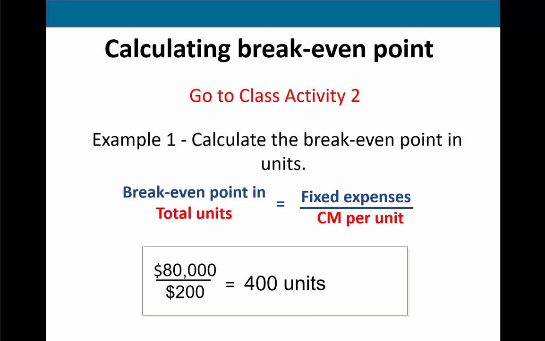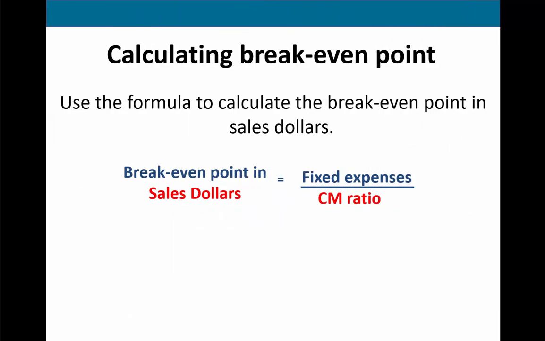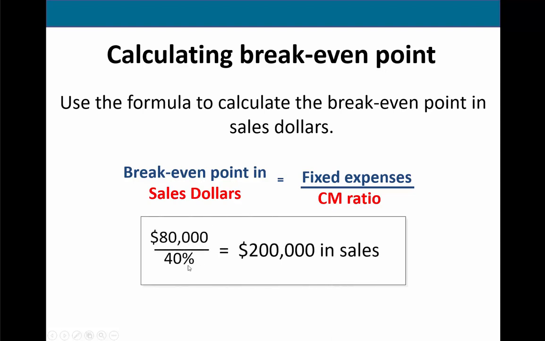Okay, next up, break even in sales dollars. So remember there was a shortcut, so you could have taken the break even in units and multiplied by the selling price, or you can do it this way. So we're going to take our fixed expenses, divide by your contribution margin ratio, which was given to you at 40%. And that means we have to sell $200,000 in sales in order to break even.